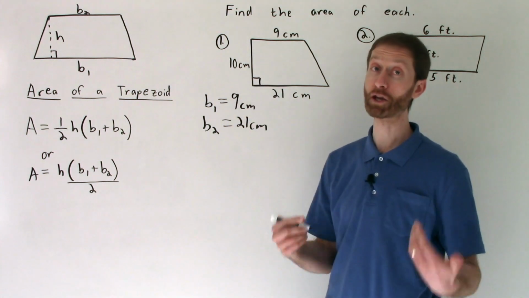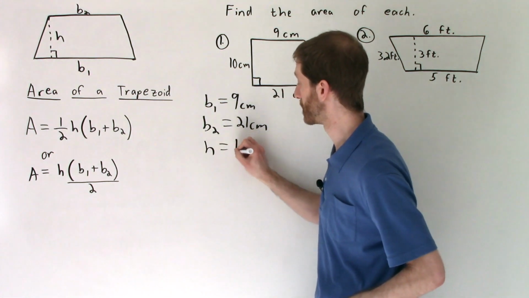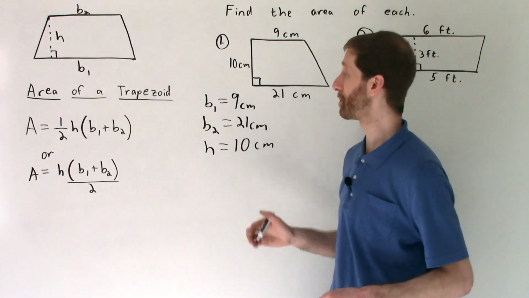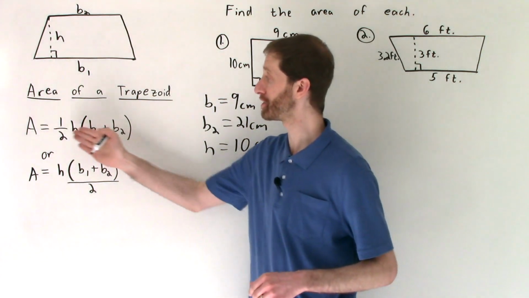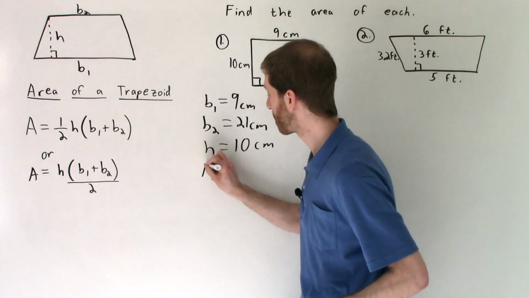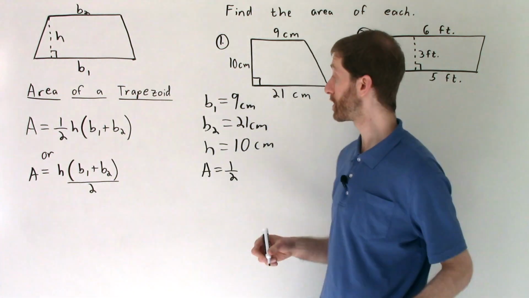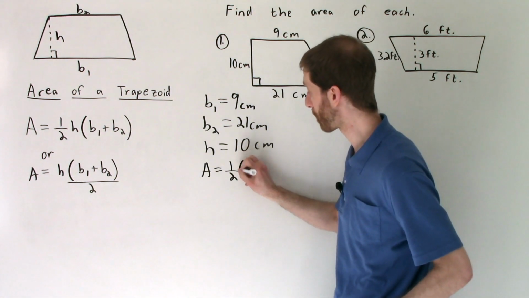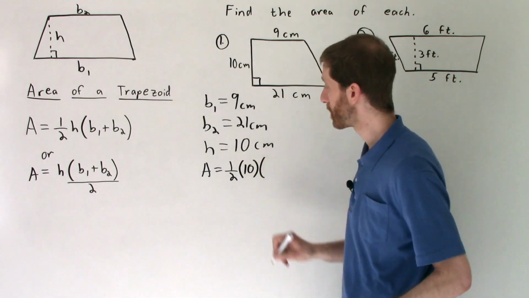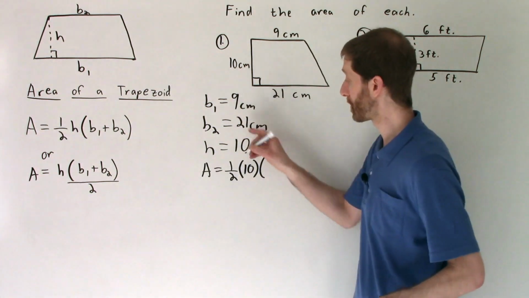10 centimeters makes a right angle with both of those bases, and so we know that the 10 centimeters is the height. So now all we have left is to plug these numbers into the area formula. Let's do it and find our area. So we're given that the area is 1/2 the height. Well, the height, as we just saw, is 10 centimeters. So I'm going to write that in parentheses, which signals that we are multiplying by 10, times that quantity of the sum of the two bases, B1 plus B2. So that would be 9 plus 21.